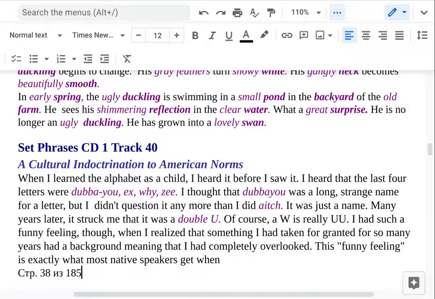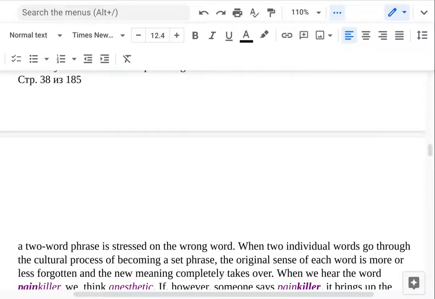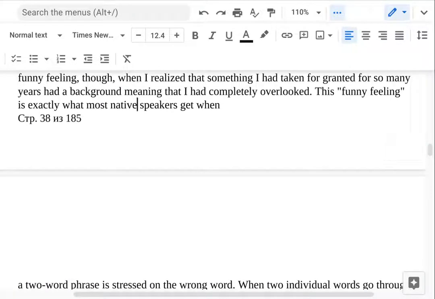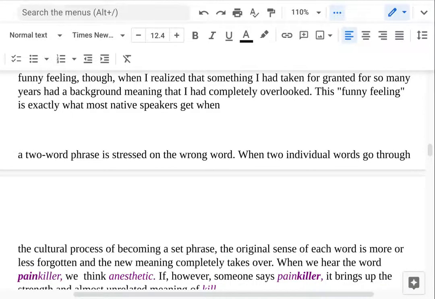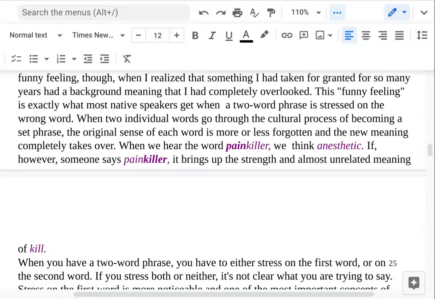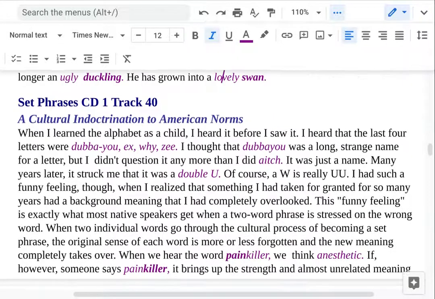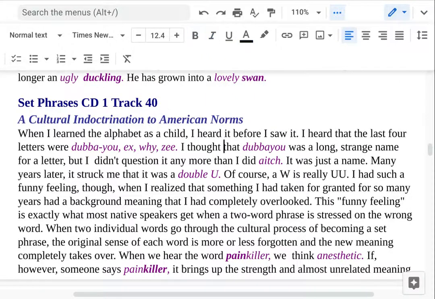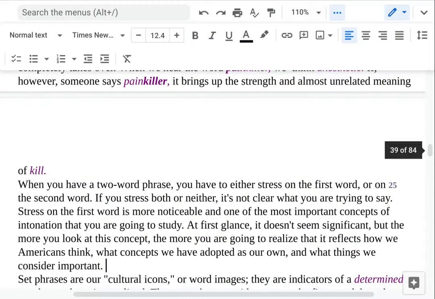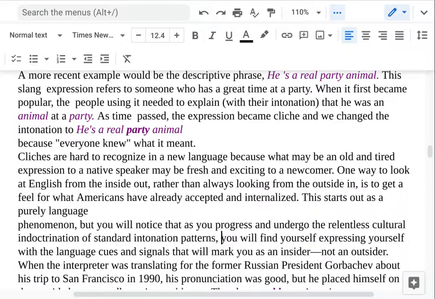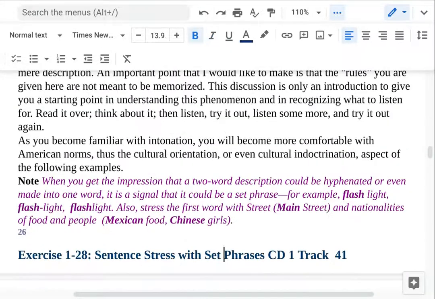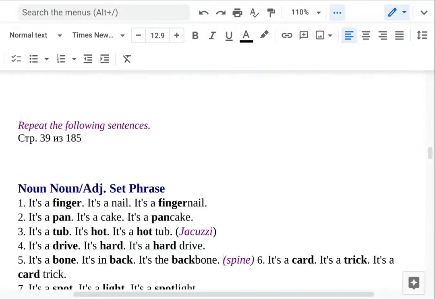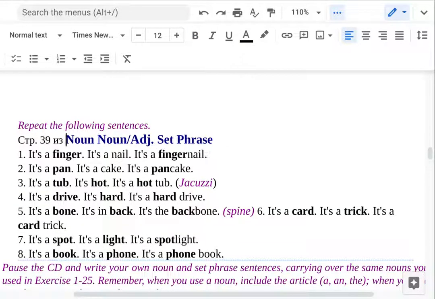Exercise 128. Sentence stress with set phrases. Repeat the following sentences. 1. It's a finger. It's a nail. It's a fingernail. 2. It's a pan. It's a cake. It's a pancake. 3. It's a tub. It's hot. It's a hot tub. 4. It's a drive. It's hard. It's a hard drive.